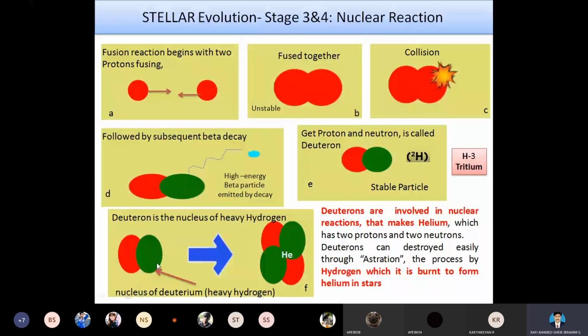Again, this heavy hydrogen is fused in the nuclear reaction, and it will result in the formation of helium. So helium is nothing but two protons and two neutrons. Here we have one and one, but for helium we say two protons and two neutrons. So in this process, the conversion from hydrogen to helium takes place through astonation. Astonation means the change, the conversion of hydrogen into helium. So this is the entire mechanism which happens in the lifetime of the star in the nuclear reaction mechanism. So this will be the third stage.